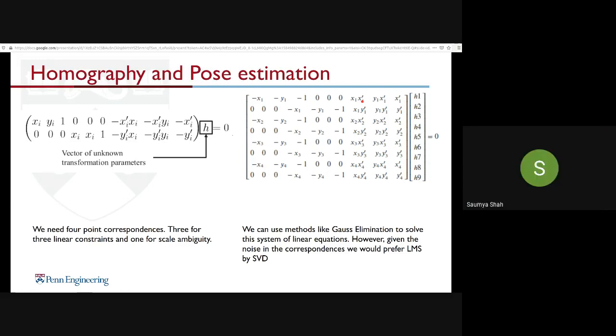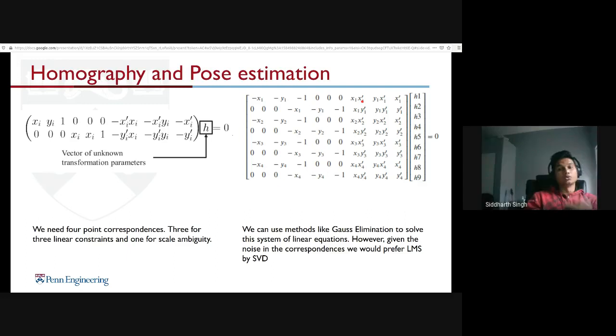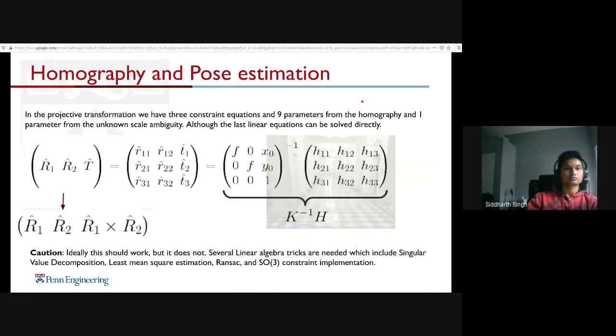Right. Okay. So in order to beat that, what we try to do is, A, take a bunch of points, and B, we try to solve it in the sense of a least mean squares problem and use tricks like SVD, which is singular value decomposition. So just to reiterate, we have H1, H2, H3, which is the homography.